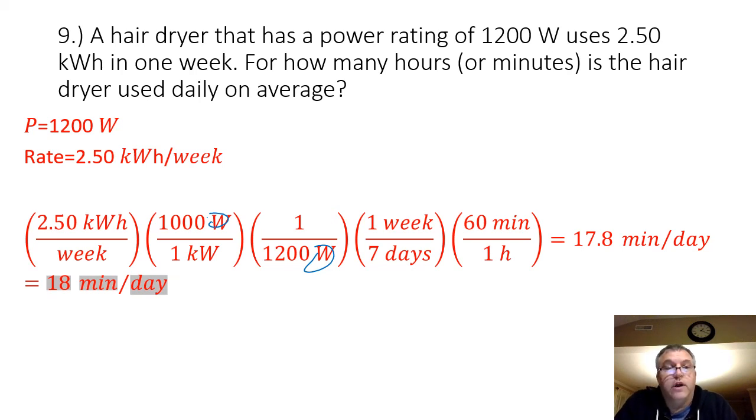So now I want to convert hours to minutes and I want to convert week to days. I know there are 7 days in 1 week, and that will give me hours per day. And now I just want to convert from hours to minutes. If I look at my dimensional analysis here, the weeks cancel out, the kilowatts are canceling out, and the hours are canceling out all the way over here. I think that's it, right? I got them all. So that gives me 17.8 minutes per day. And I think I round this to 2 significant figures, which will give me a final answer of 18 minutes per day.